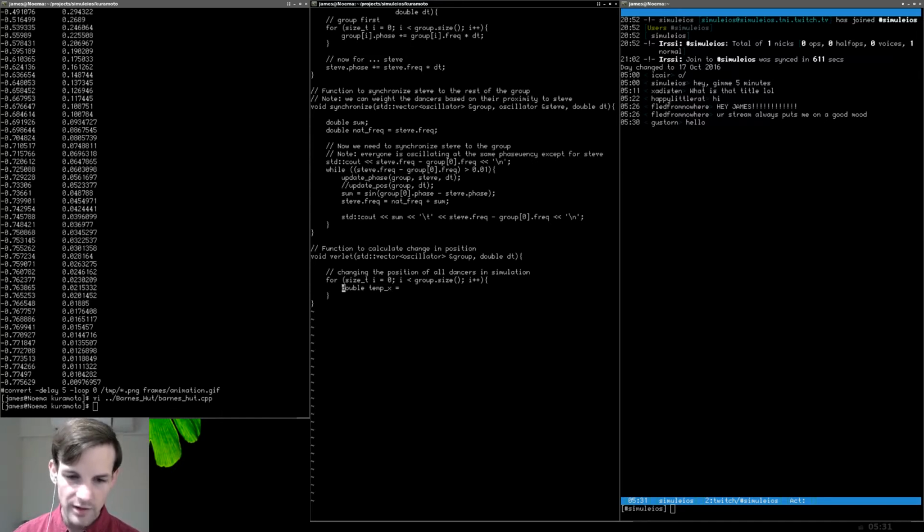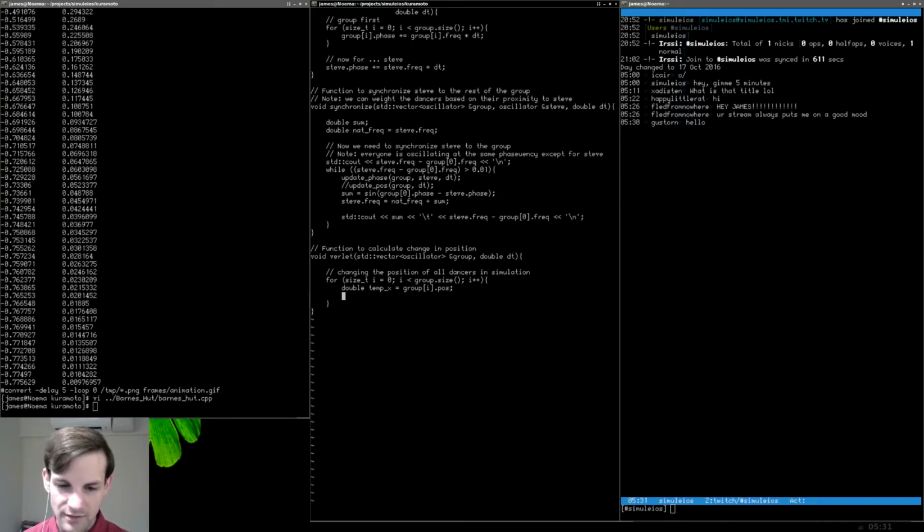Okay, so now we're going to do double temp X. This is going to be the X position of whichever group member we're working with. And of course, we could do another for loop. This is just the one that I went ahead and went with. It could be auto, I, whatever. So we're going to do temp X, and we're going to set this equal to group of I dot position. And I think I just called it dot position.